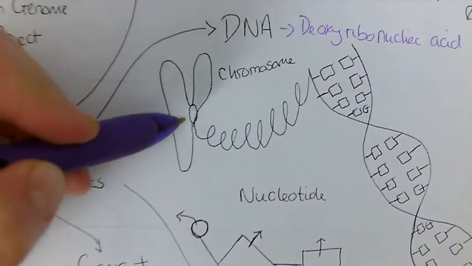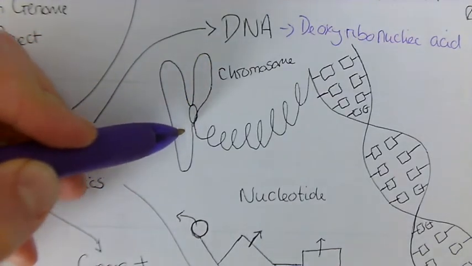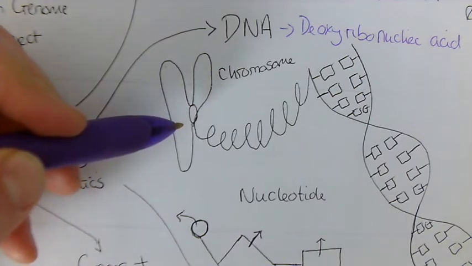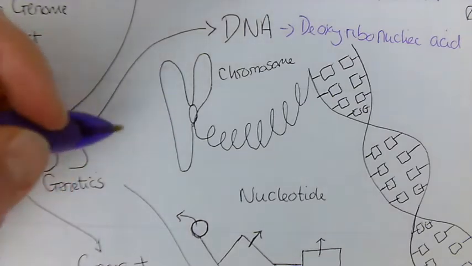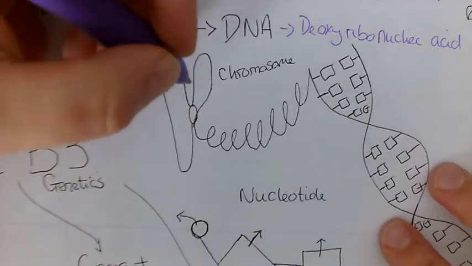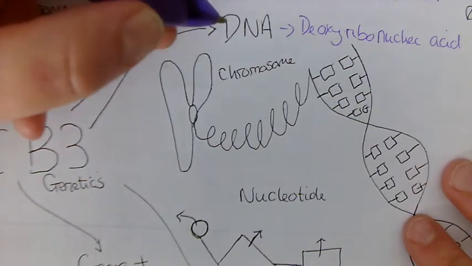So you normally see a chromosome like this because this is how it's copied. It's easier to see them when they're being copied, and that is what gives us our X shape. So this here is a chromosome. A chromosome is a long strand of DNA wound around proteins.